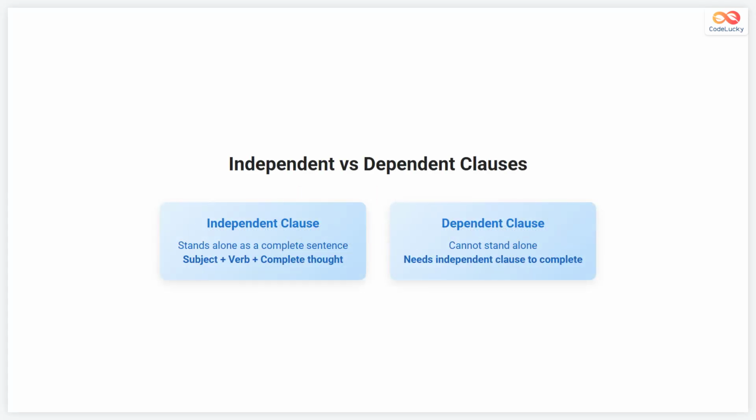An independent clause stands alone as a complete sentence because it has a subject, verb, and complete thought. For example, "I eat pizza" works alone. A dependent clause cannot stand alone because it lacks a complete thought. It usually starts with words like because, although, or when, and needs an independent clause to complete the meaning.